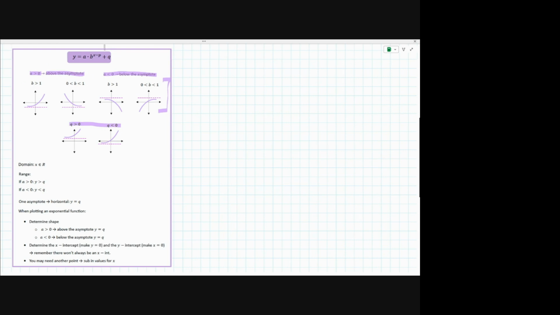For an exponential function, we only have one asymptote. So you can see here it's a horizontal asymptote, and that horizontal asymptote is determined by Q. Whatever this Q value is, whatever the shift up or down is, that will be your horizontal asymptote. That horizontal asymptote also has an effect on your range. So if your graph sits above the asymptote, y is greater than; below, less than.